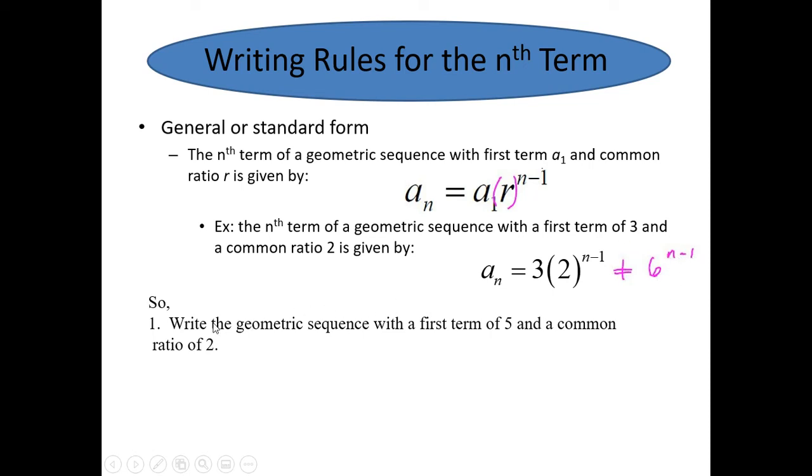So let's take a look at an example. Write the geometric sequence with the first term a sub 1 equal to 5 and a common ratio of 2, so r is equal to 2. Plug this into the formula: a sub n is equal to 5 times 2 to the n minus 1. So we take that first term and multiply it by the ratio n minus 1 times to get the nth term in the sequence.